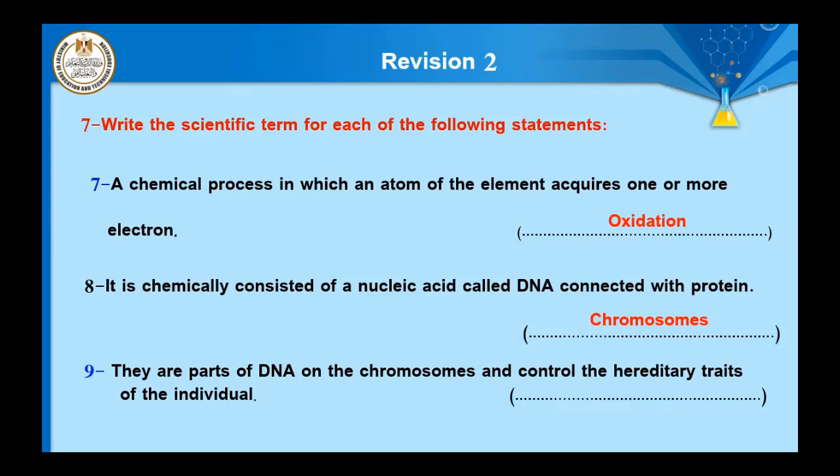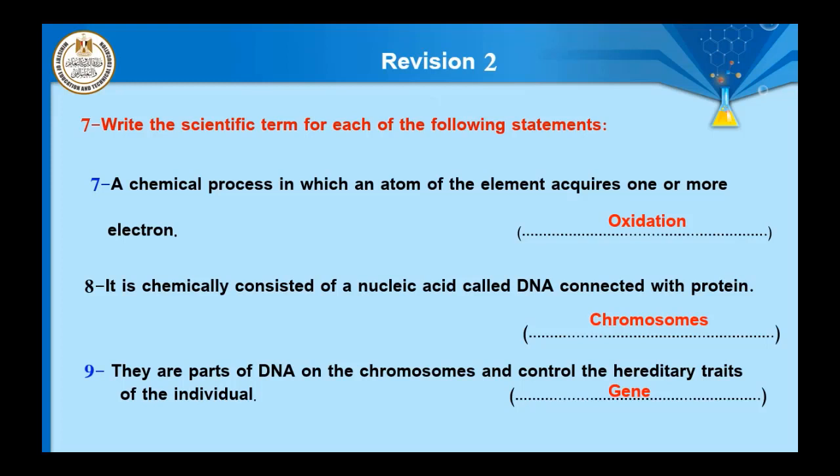Number nine, they are parts of DNA on the chromosomes and control the hereditary traits of the individual. This part of DNA? Yes, think about this question. It is very easy. Genes. We know that genes are parts of DNA on the chromosomes and control the hereditary traits.